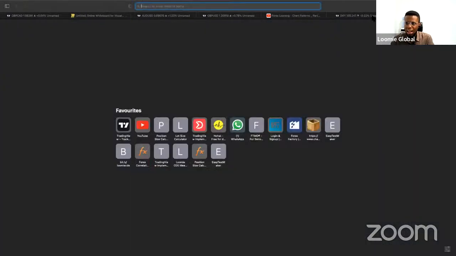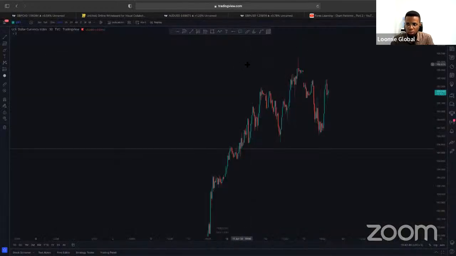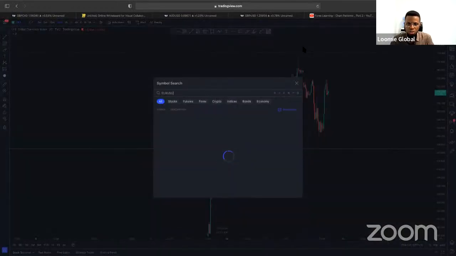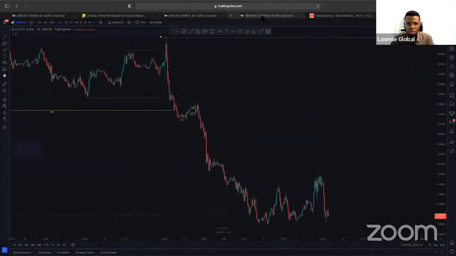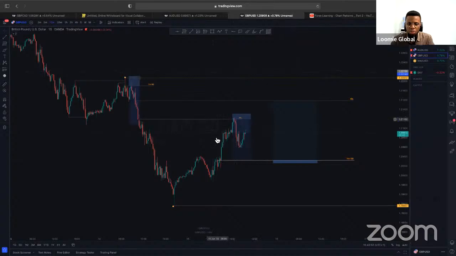GBP USD are directly correlated, right? So let me open Euro USD on this one as well. They're positively correlated. So we are all on the 30 minutes time frame. So this is GBP USD. Look at what we have from this point to this point. You can see that we have a clear upward movement, right? This is on GBP USD.